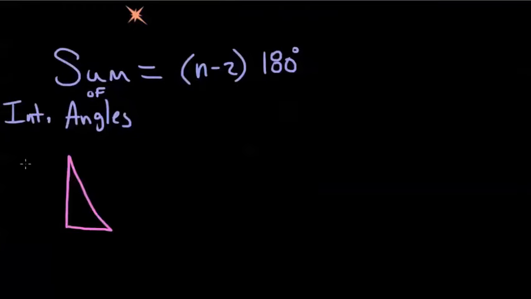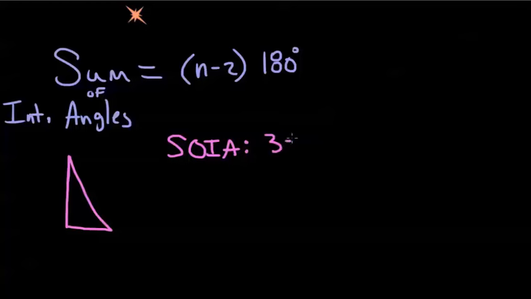So let's look at an example. Let's try it out for a triangle because we already know the answer, right? So let's see how the formula works. The sum of the interior angles, we can use the acronym SOIA. Our SOIA is going to be, well, a triangle has 3 sides, so n is going to be 3. So 3 minus 2 times 180. This is equal to 3 minus 2 is 1, 1 times 180 is 180. And bingo, it worked.